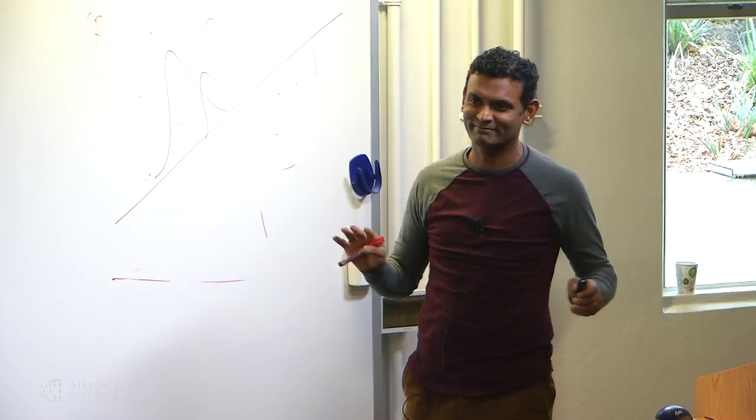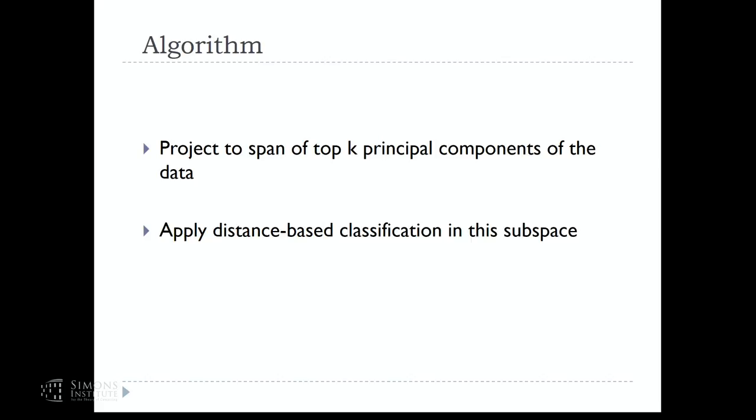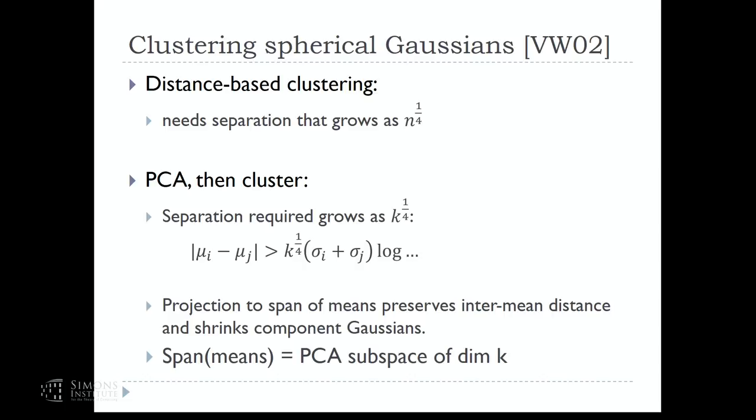So the idea is, let's project to the top k principal components for a k Gaussian mixture, and then apply distance-based classification. Why should this do any better? Now, instead of separation that grows as n to the quarter, the separation will only grow as k to the quarter, where k is the number of Gaussians. So rather than the ambient dimension, it's the number of components that matters. This is for spherical Gaussians.